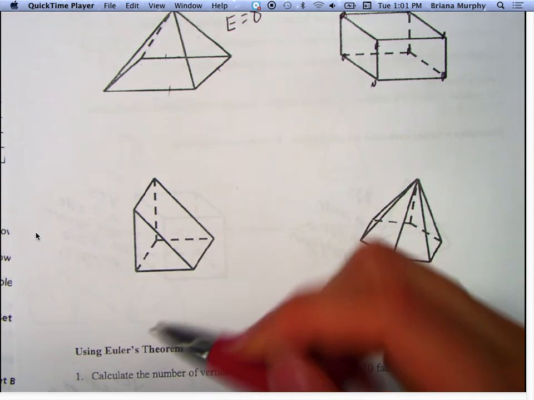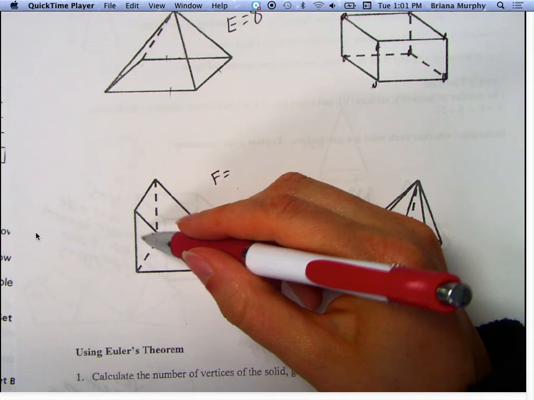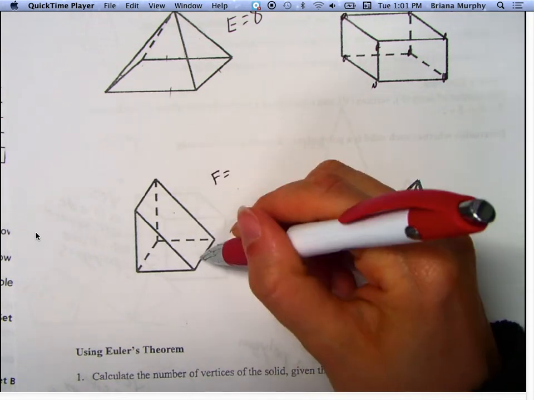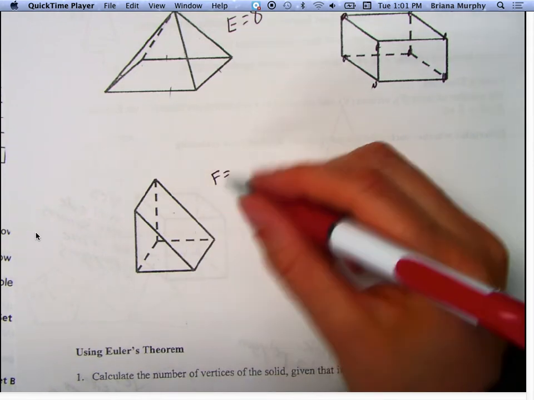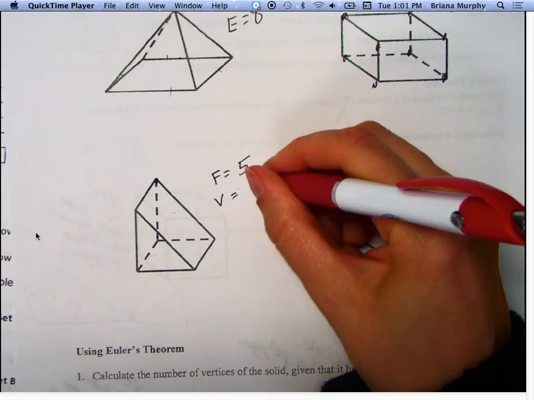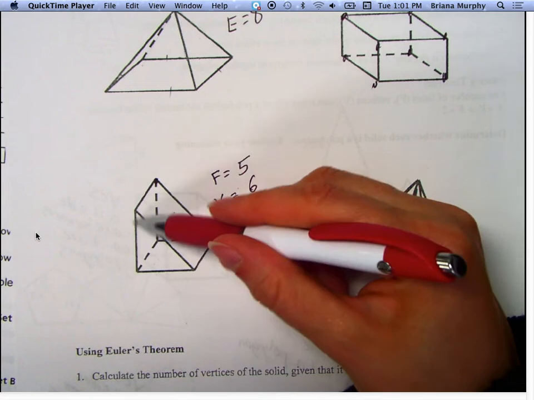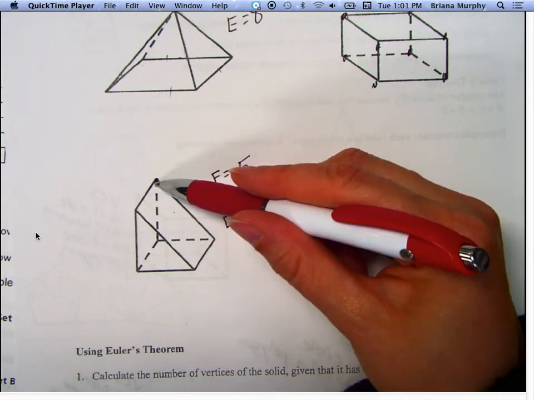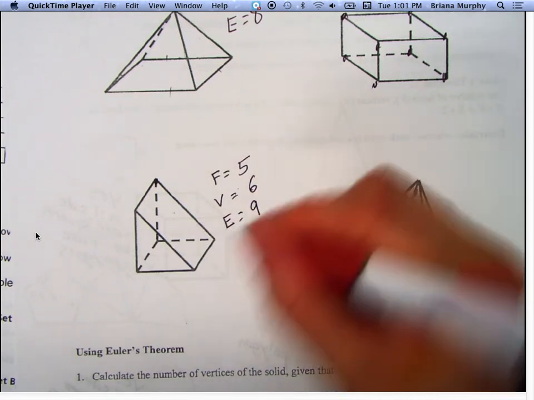All right. How many faces does this prism have? Remember we have the top and bottom, that's 2. And then around the outside is 3. So that's a total of 5. How many vertices do I have? How many edges do I have? So I have 3 around the triangle, 3 around the other triangle, so that's 6, 7, 8, 9. Well, let's count them.